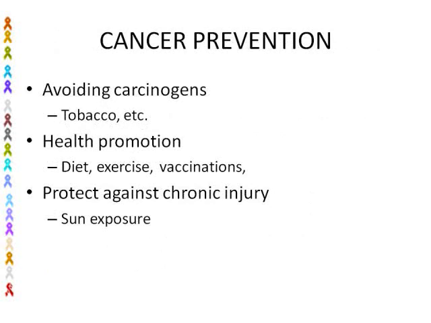Cancer prevention. Well, we avoid carcinogens. We avoid tobacco. We try and not sit in the sun all day long. We use sunscreen. Health promotion activities. That's your diet, your exercise, vaccinations, that kind of thing. And protection against chronic injury. That includes sun exposure. Remember, chronic irritation can be carcinogenic. So you don't want the constant injury to the lung tissue from asbestos.